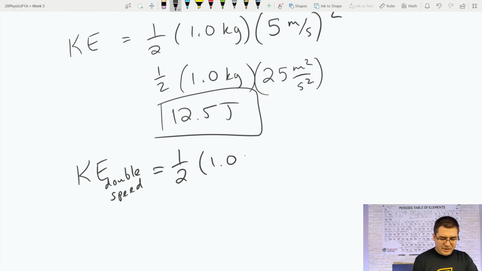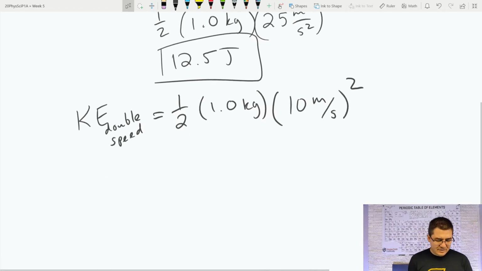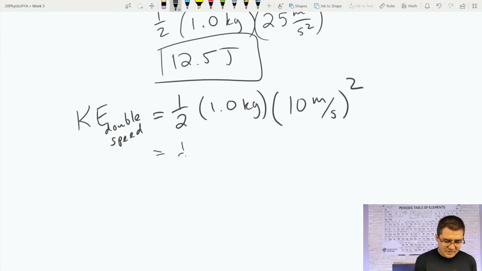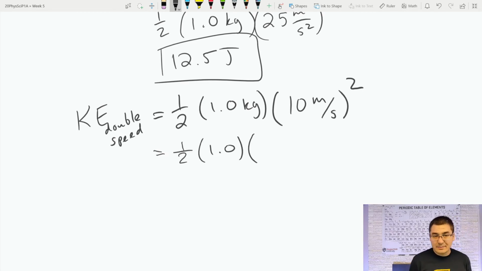So I do 1.0 kilograms. I still have 1/2, but this time it's going 10 meters per second, and I'm going to square it. So this one comes out to a half times 1 times 10 times 10. I do that first, that's 100 meters squared per second squared. And so I'm going to drop the units. As long as you're in meters, kilograms, and seconds, a half times 1 times 100 comes out to 50 joules.